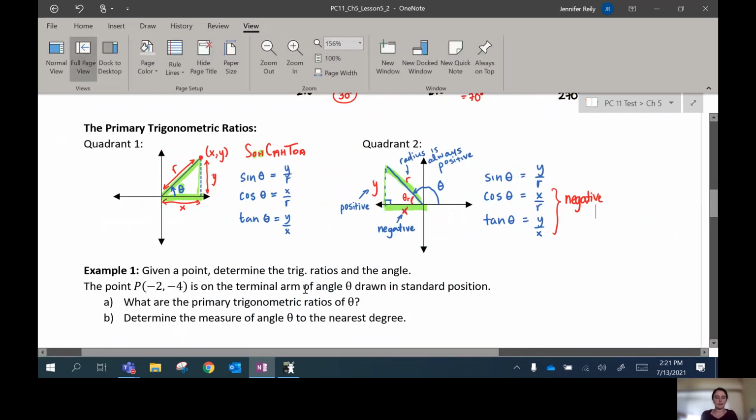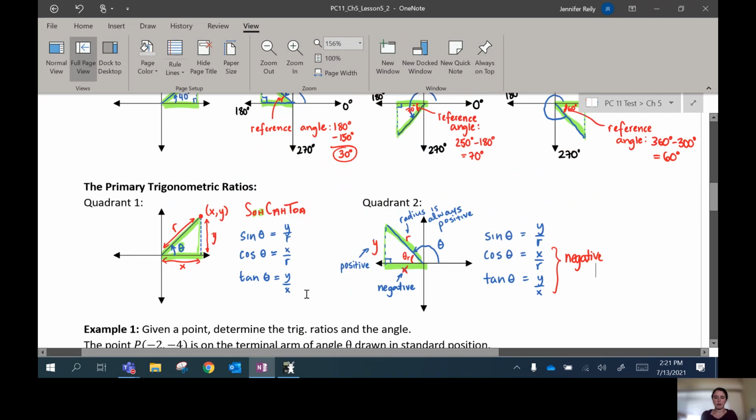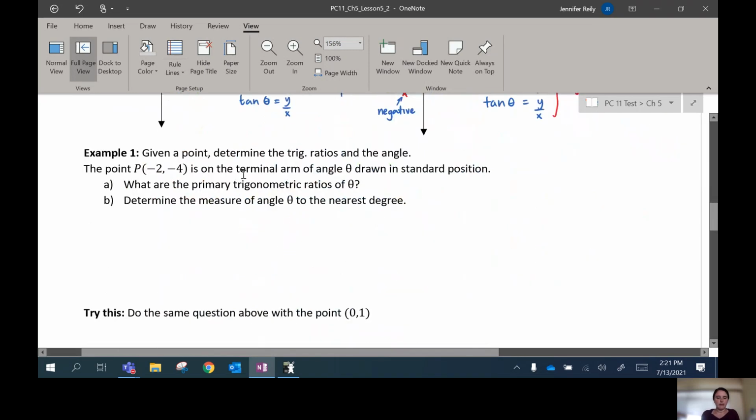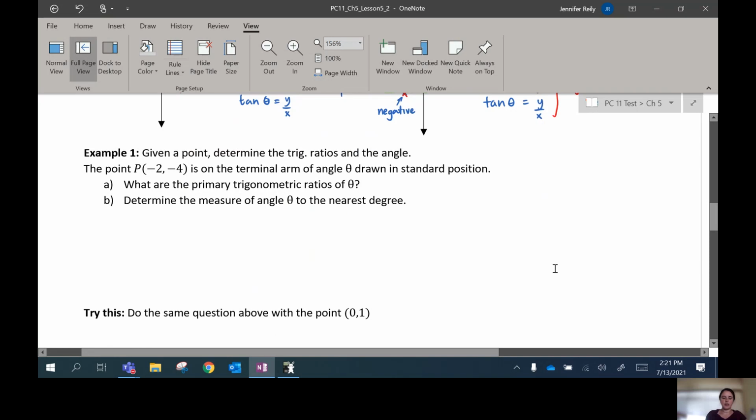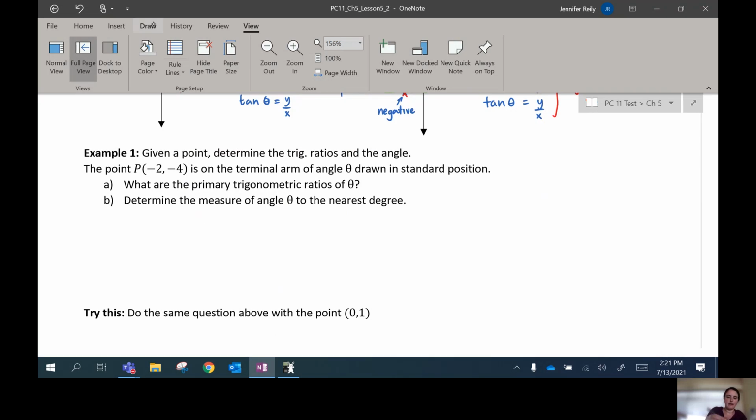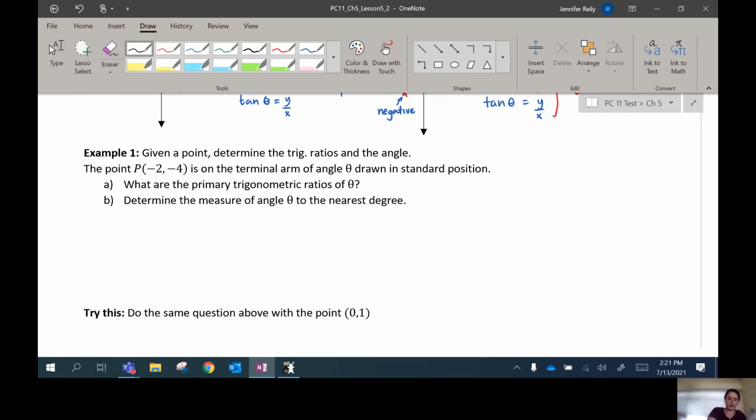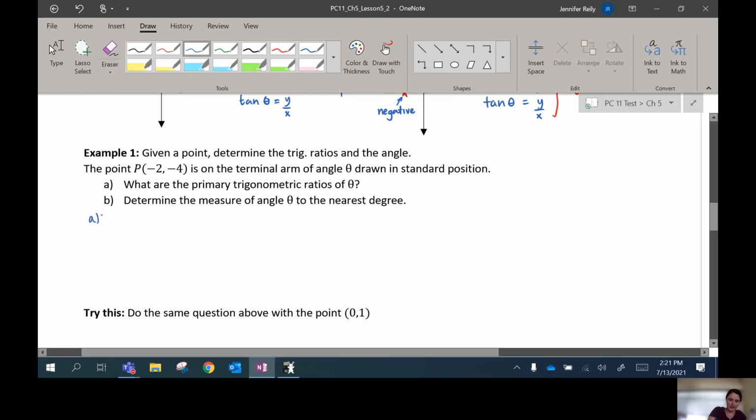Okay, let's do a quick example to see if we can remember what we've learned so far about reference angles and about the trig ratios. It says, given a point, determine the trig ratios and the angle. So here's a point, (-2, -4), and it's on the terminal arm of an angle in standard position. Part A is what are the primary trig ratios, and part B is determine that angle. If you want to try this on your own, you could pause here and try it.